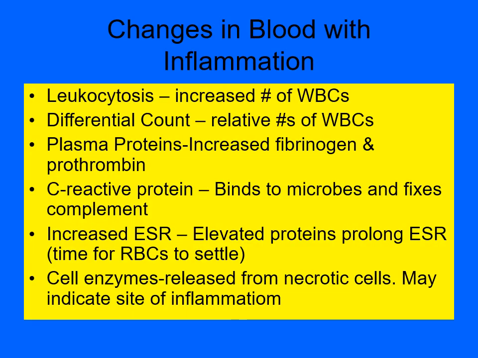Changes in the blood with inflammation, usually, depending upon the problem, you'll have an increase in white blood cell number, so that is called leukocytosis. And depending upon what type of infection you have, you will see an increase in a certain population of white blood cells. Remember that we had 5 populations. Neutrophil increase would mean that you have a bacterial infection. Lymphocyte increase would mean that you have a viral infection. Eosinophils reflect a parasitic infection or possibly an allergic reaction.